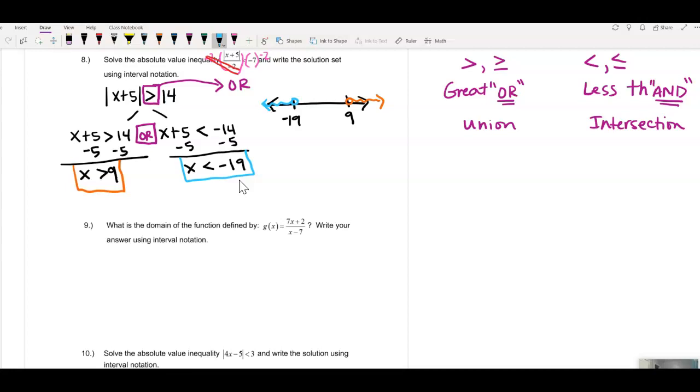Since it's an or statement, it's the union, so we want everywhere I see the blue graph and everywhere I see the orange graph. So how would I write this in interval notation? Can somebody tell me what you would do there to write that answer?